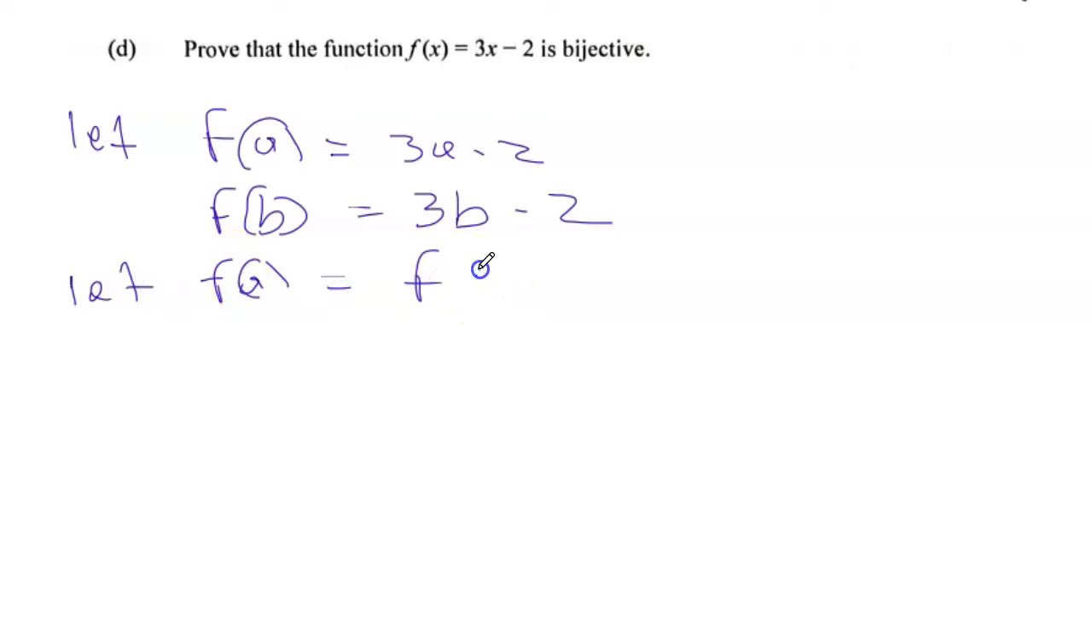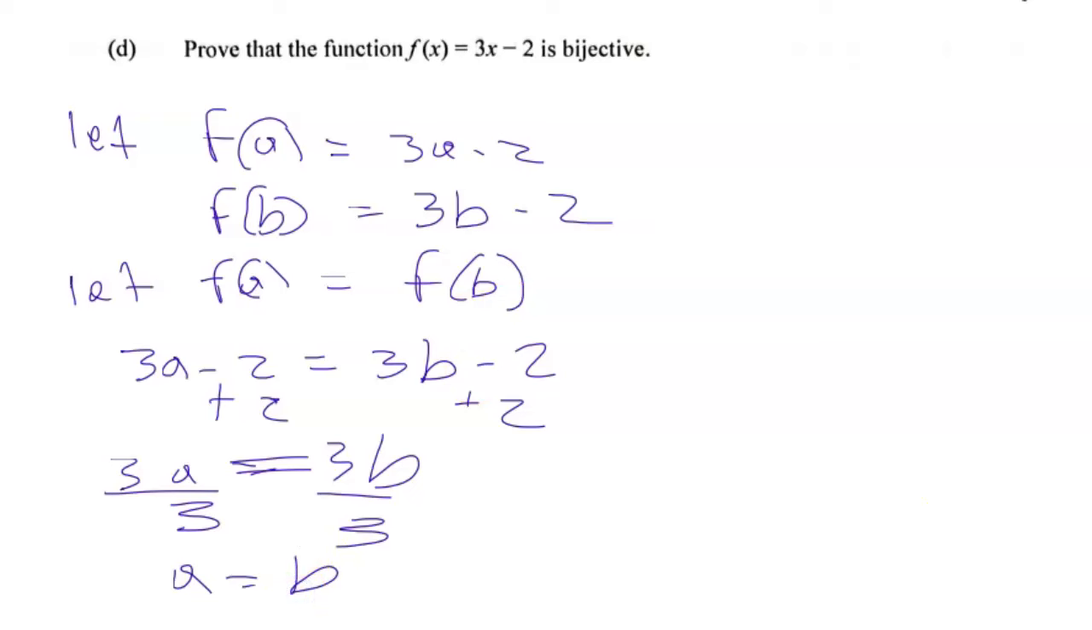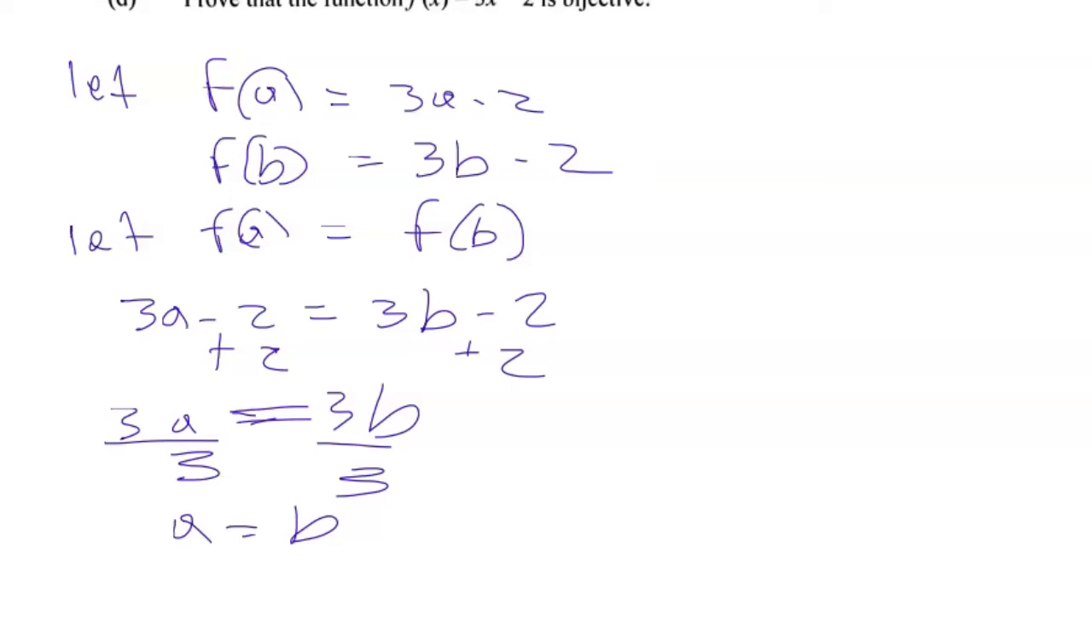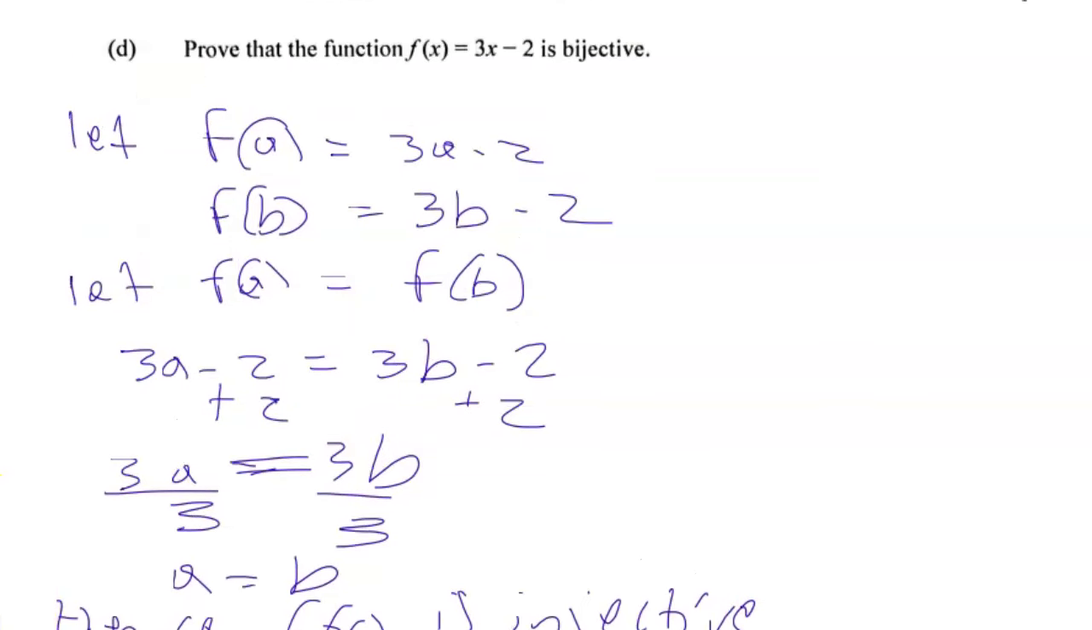Now if injective, a should be equal to b. So f of a, that's 3a minus 2. f of b, that's 3b minus 2. We can add 2 to both sides. We end up with 3a equal to 3b. Divide both sides by 3. We end up with a is equal to b. So if f of a is equal to f of b, it means that a and b have to be the same value. So hence f of x is injective.